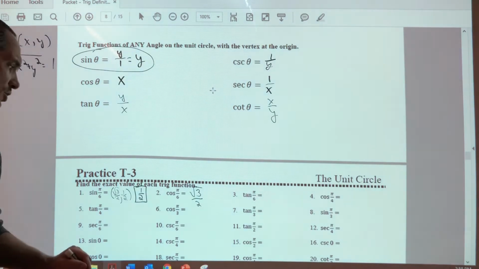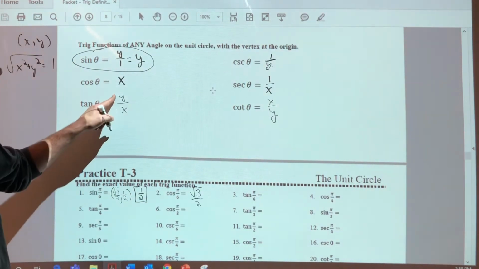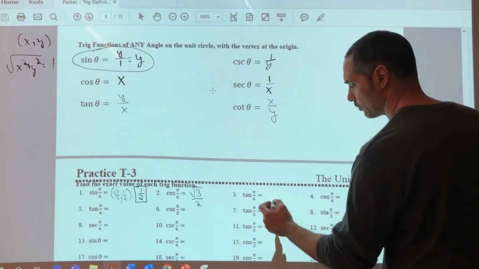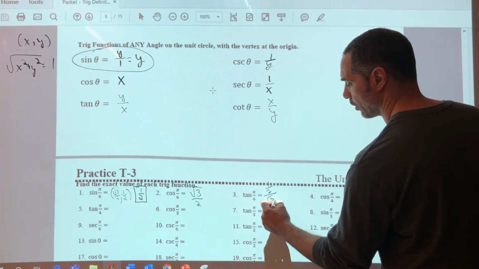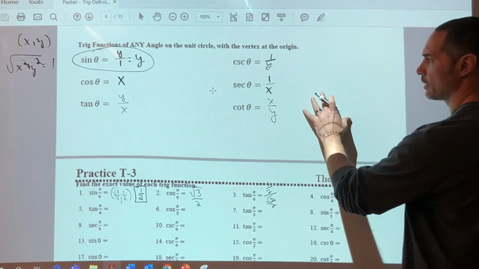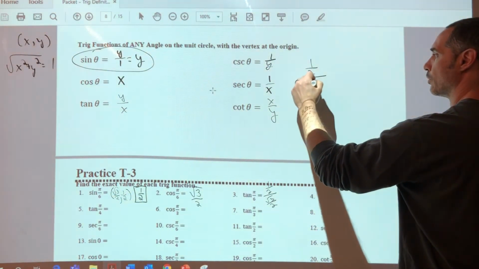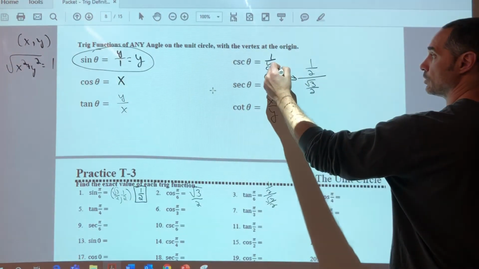Now when we have the tangent of pi over 6, the tangent is going to be y over x. So it's going to be 1/2 divided by the square root of 3 over 2. Well, I'm going to use this space to do this work. 1/2 divided by the square root of 3 over 2. Remember, this fraction bar means division.